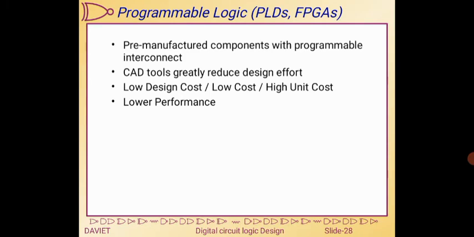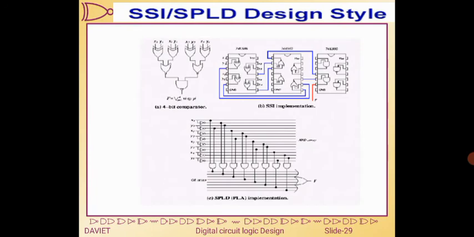So these are pre-manufactured components with programmable interconnect. CAD tools greatly reduce the design effort, with low design cost, but high unit cost and lower performance. So these are some advantages and drawbacks. Performance-wise, compared to the other one, it is not better. That is the main drawback in that design.